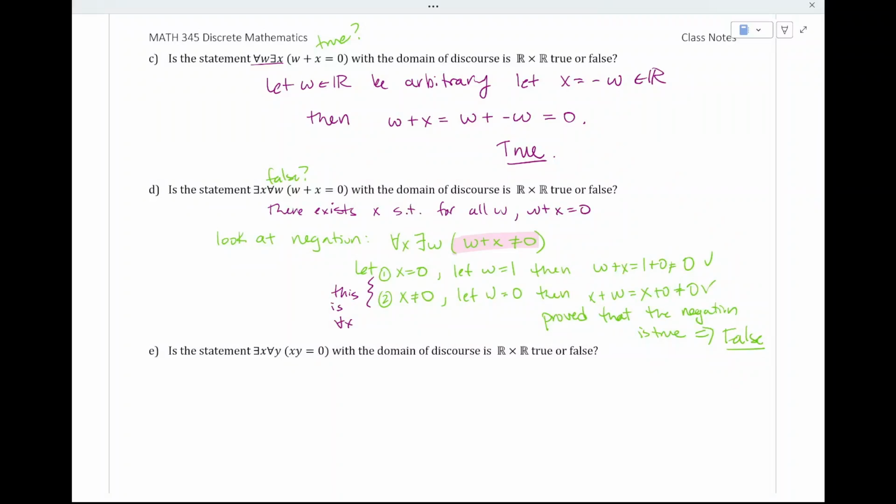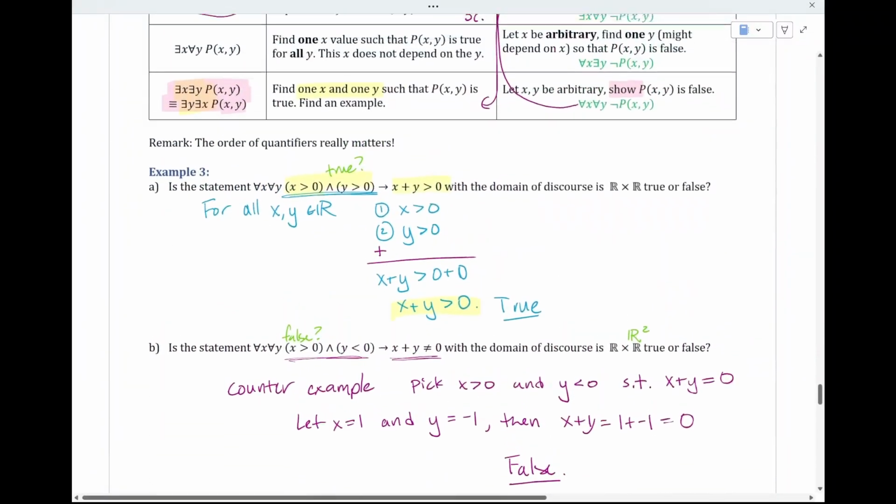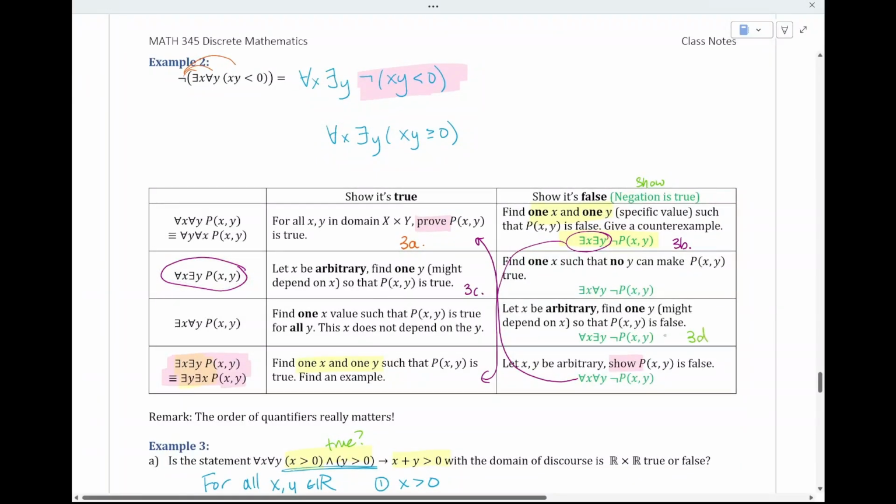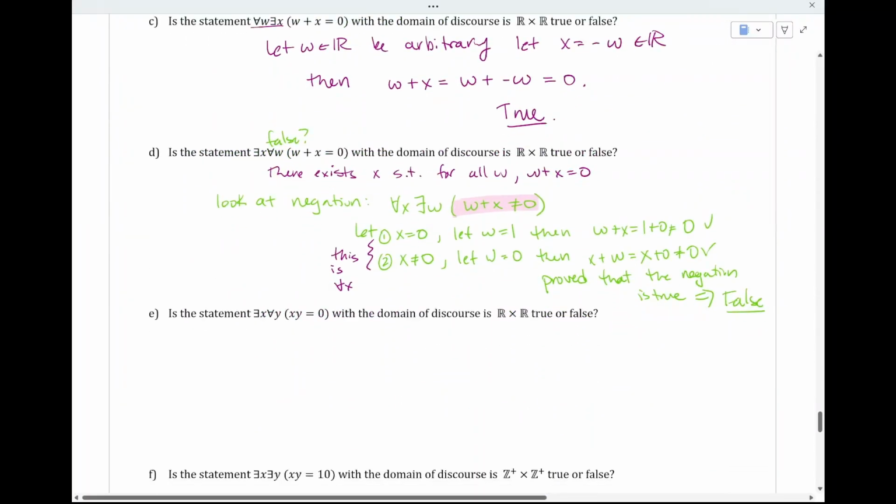So this is one way to approach this problem. Come back up here to my table. 3D was this one, and I looked at this negation, which was up here. I didn't really let x be arbitrary, but I did cover every single value of x. This for all x means I have to cover every value of x. So if x is 0 or x is not 0, I was able to find a value for w such that this was true. Since all this green work was the negation, and I proved that the negation is true, that means my original statement is false.